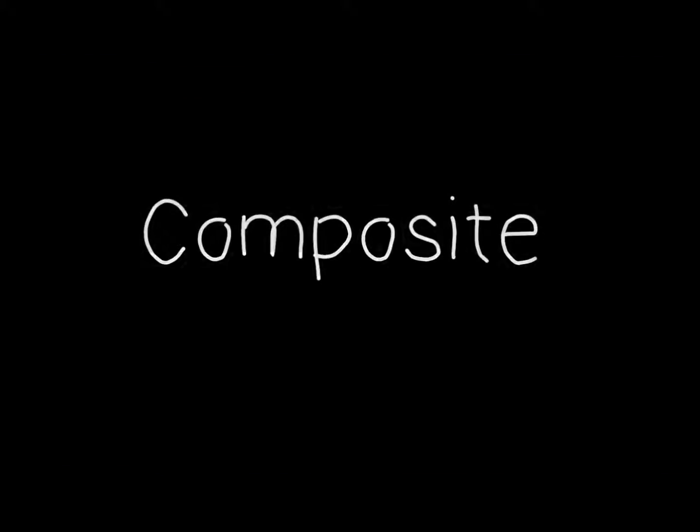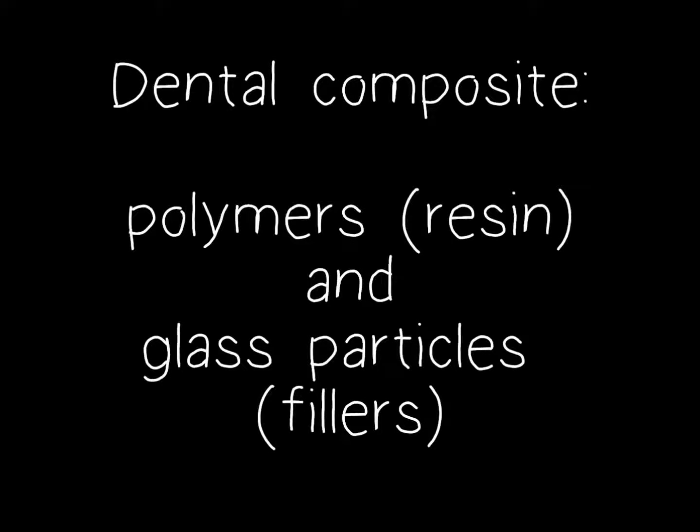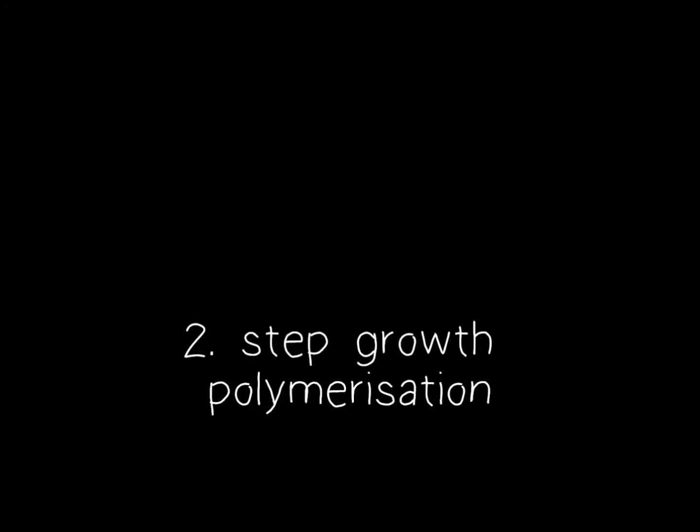Composite is a mixture of two different classes of materials. In this case, we are talking about dental composite, a mixture which consists of polymers, often called resin, and glass particles or fillers. There are two types of polymerization, first being chain growth polymerization, and second being step growth polymerization.